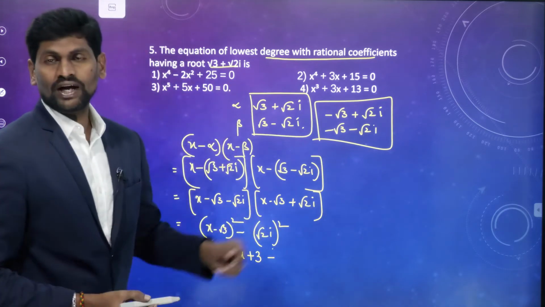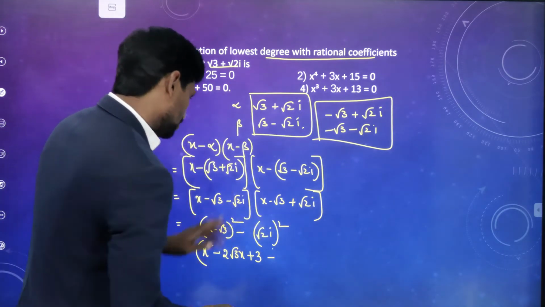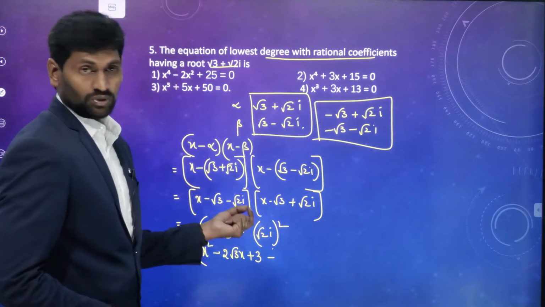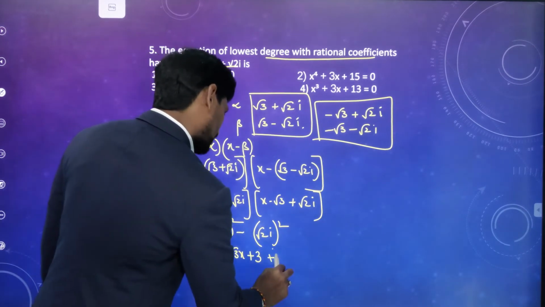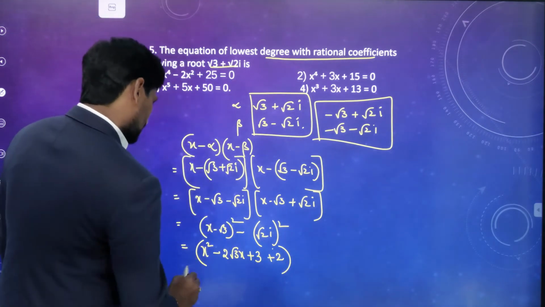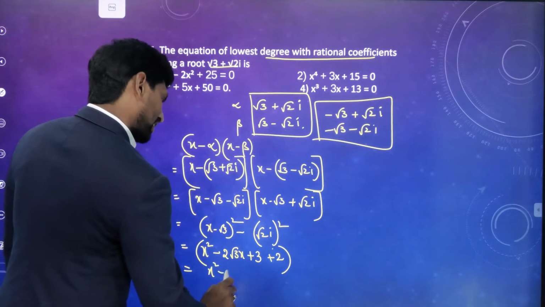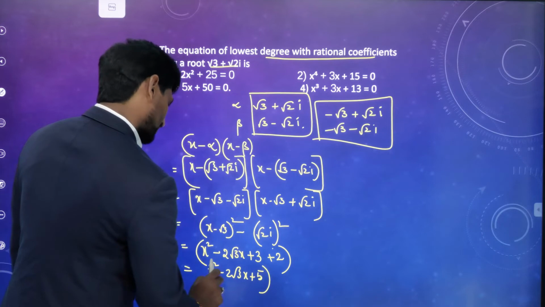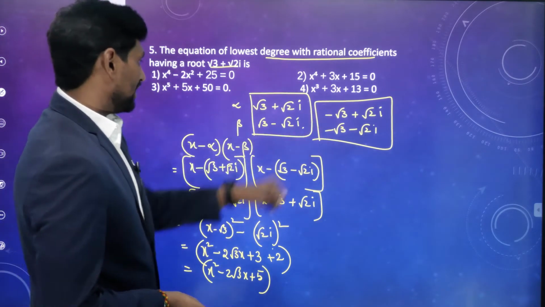Minus root 2i whole square. Root 2 square is 2, i square value is minus 1. So previously one negative symbol is there, so it becomes plus 2. So 3 plus 2, 5 overall. That equals x square minus 2 root 3x plus 5. Okay, now let us find from here.